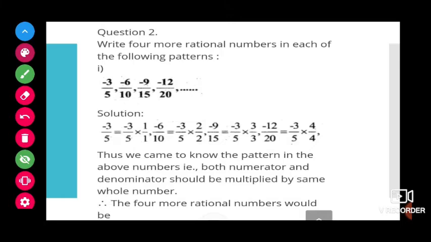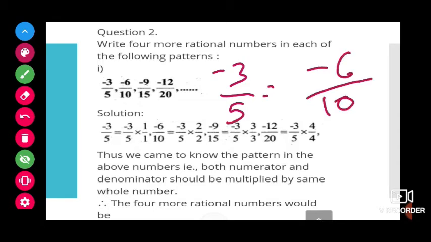Write 4 more rational numbers in each of the following patterns. So first, if I want to continue the pattern, first I have to find what is the relationship in that pattern. If we see, the first one, minus 3 by 5, and the second one, minus 6 by 10. So what is the increment pattern? In the numerator, here minus 3, here minus 6. So what should be multiplied to get minus 6? It should be 2, isn't it? So minus 3 into 2, minus 6.